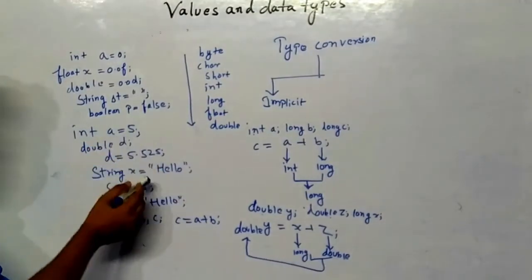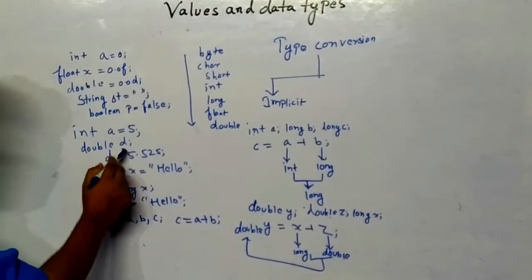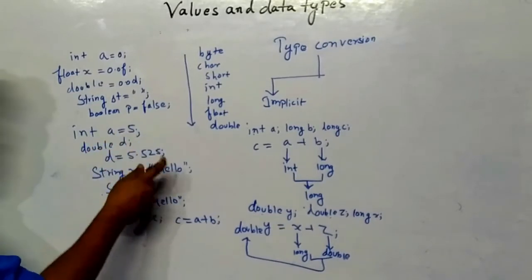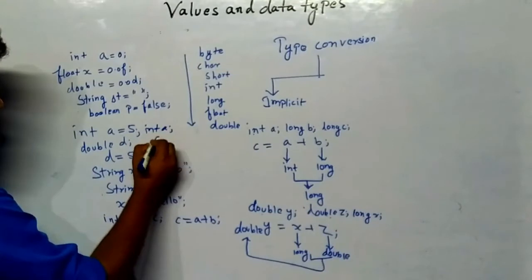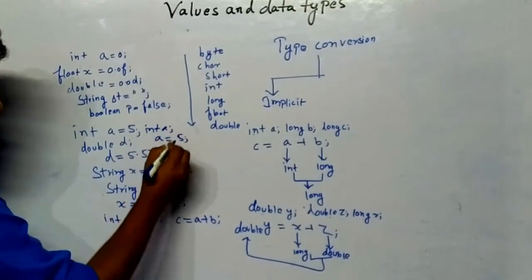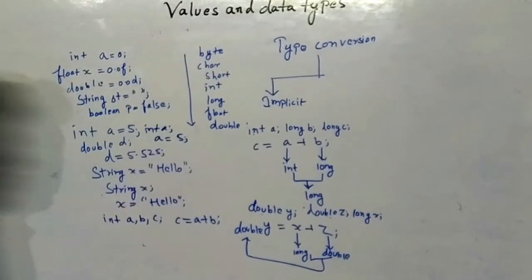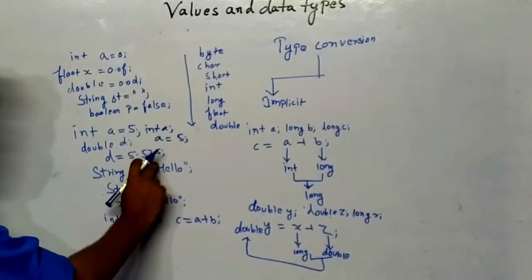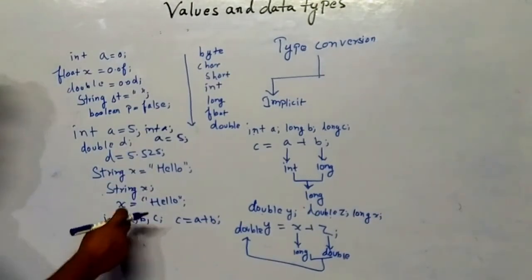This is static input. See, this is double of D. This is declared first. You can write like this also, int A is equal to 5, or you can write like this also, int A and A is equal to 5. Two lines also you can write. Same thing, double of D and D is equal to 5.525. This way also you can write, this is first declared and then it is assigned. This is static because you are giving values that time only.